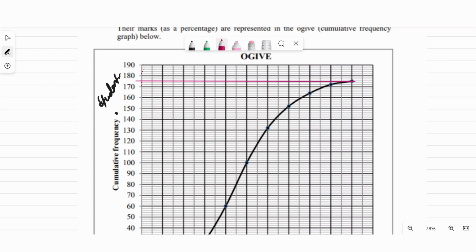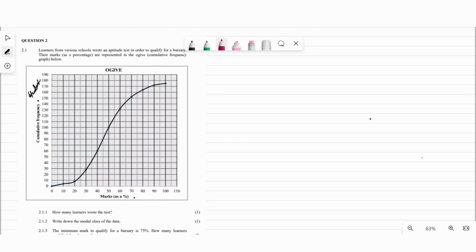So let me write down the answer. For question 2.1.1, how many students? It's going to be 175 students, right? So now moving to the second question. Question 2.1.2 says write down the modal class.